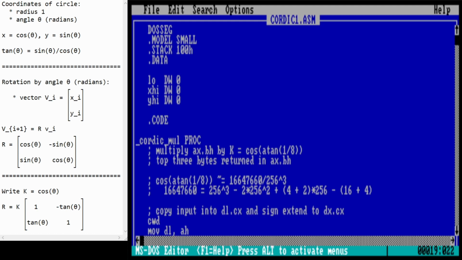So in other words, I'm going to copy the input into DLCX and then just blank out the high byte of DX. So it'll just be DH equal to 0. And that'll give me my input shifted right by a byte, or effectively so. But this isn't quite correct, and the reason is because this input could have been negative.